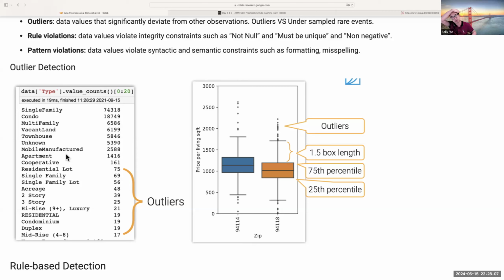Hypothetically, this should be merged into single family without a space right here, and then merged into the first category, right? So this is one way that we can think about it. Everything like single family lot could also be rule violations or pattern violations. It can also be merged into single family as well.